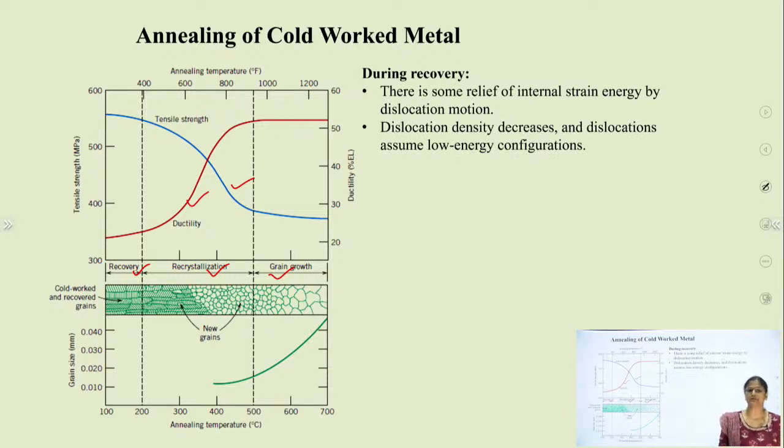So, during recovery, what happens? There is some relief of internal strain energy by dislocation motion, dislocation density decreases and dislocations assume a low energy configuration. In cold work material there are a huge number of dislocations. During recovery, with increasing temperature, dislocations move on the slip plane. When dislocations of opposite sign come onto a common slip plane, they annihilate, meaning they merge. Dislocations are half planes. When they come across the other half plane of opposite sign, they merge and form a single atomic plane. This process is called dislocation annihilation.